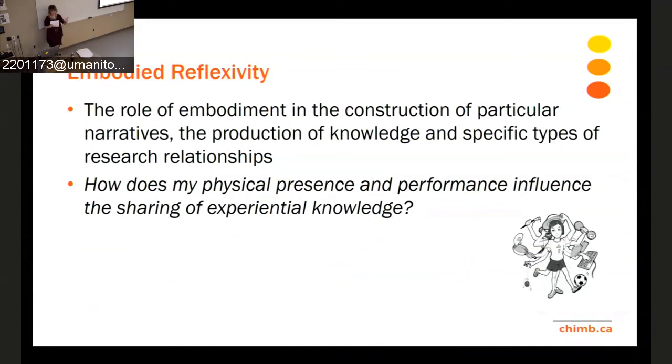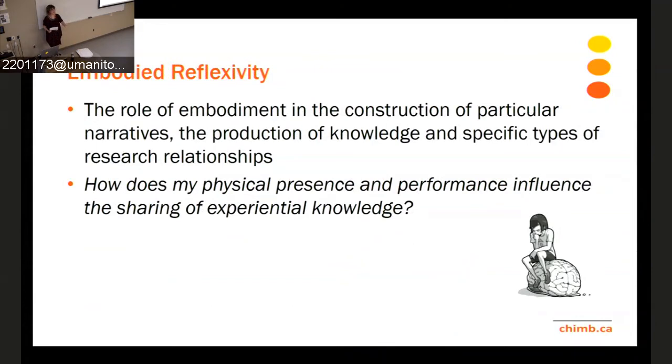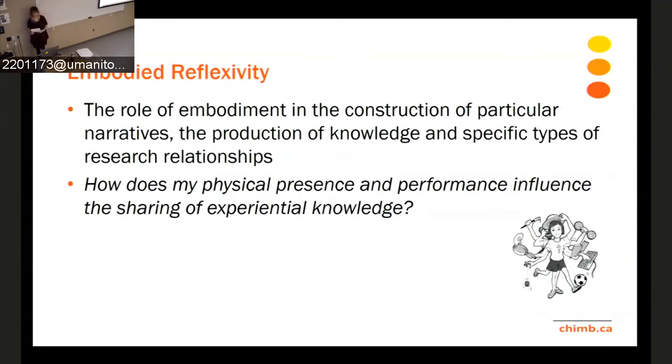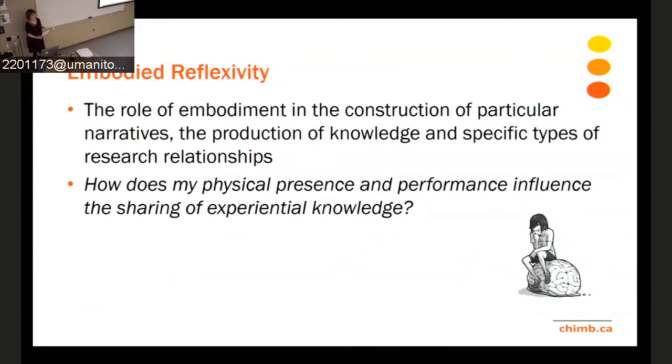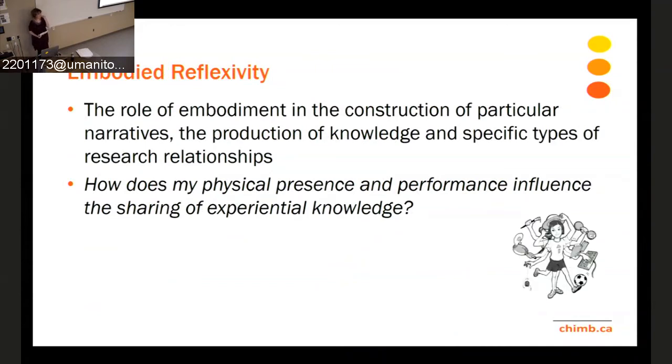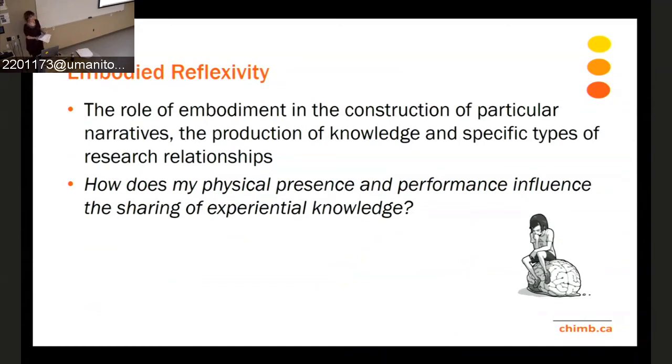So we need to start understanding how our own physical presence may impact our interaction with people with different experiences. If we're talking to people who are different sizes, or differently abled, we need to understand what may not be said out loud, but may exist because of that interaction, and be fully understanding of that.